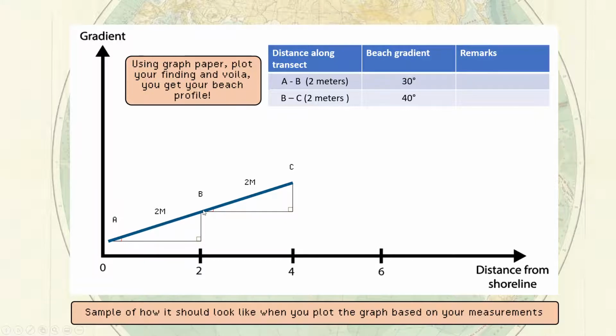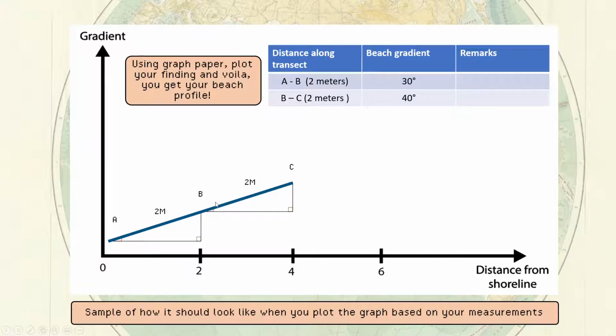So I map it out. Then from position B over here to position C, I map out the angle of 40 degrees, and then I connect the line. So by connecting all the lines, A to B and B to C, you'll get the general profile of the beach. Based on this graph over here, gradient is denoted on the y-axis and distance from the shoreline is denoted on the x-axis.